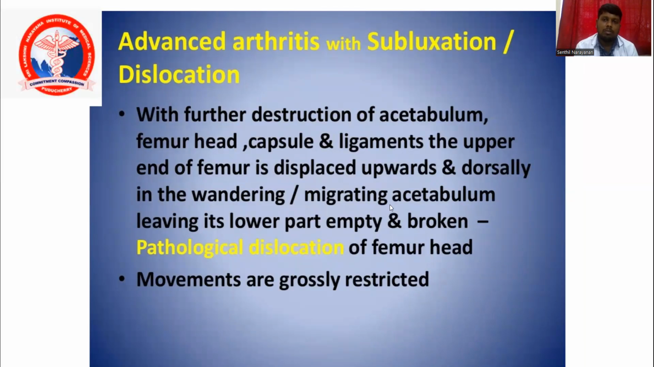In advanced arthritis with subluxation or dislocation, there is further destruction of the acetabulum, femoral head, capsule, and ligaments. The upper end of the femur is displaced upwards and dorsally in a wandering, migrating acetabulum, leaving its lower part empty and broken.